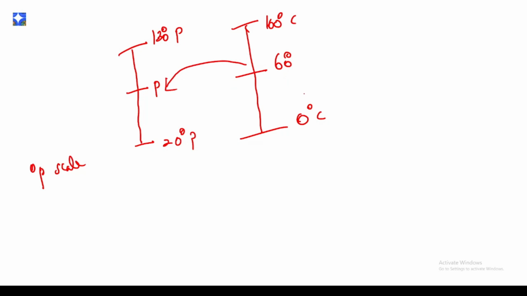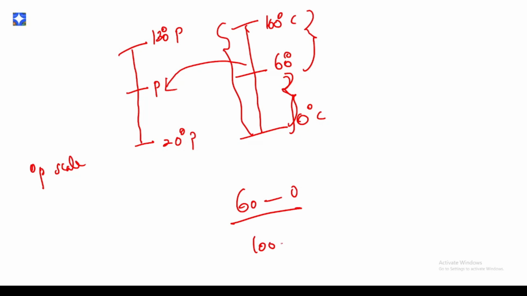So what I can do is, I'll just use this common difference as a ratio and then try to evaluate this. So I'll put 60 minus 0, which is this difference, divided by this difference, 100 minus 0, should be equal to, since I don't know this P, I'm just keeping it as P itself.